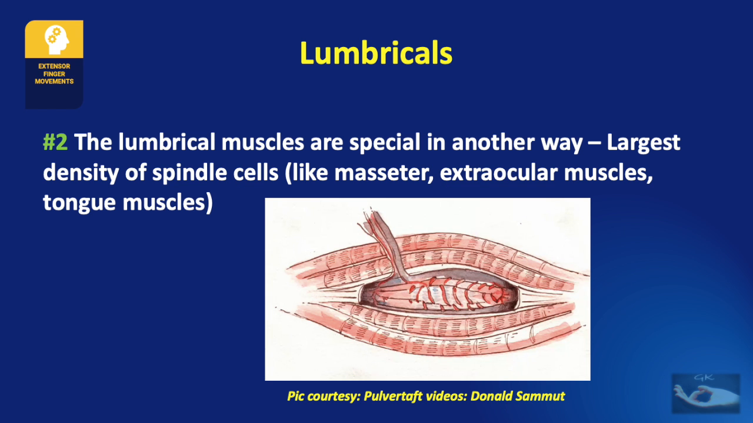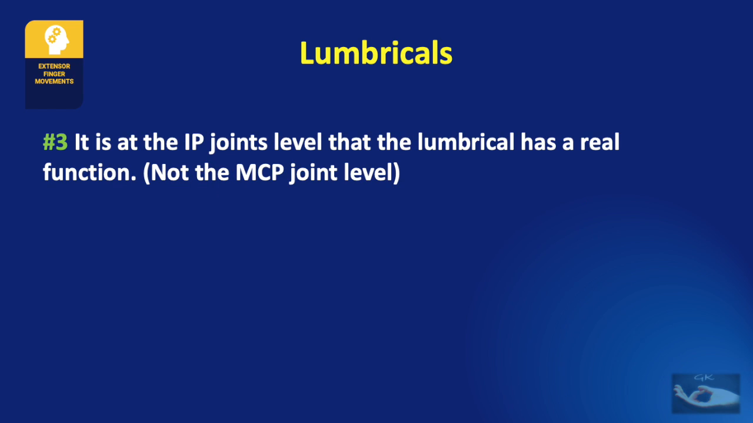The second important point is that the lumbrical muscles are special in another way. They have the largest density of spindle cells, like for instance the masseter muscle, the extraocular muscles or the tongue muscles. This makes them very sensitive to changes that are occurring at the joint level. And as far as the function of the lumbrical muscle is concerned, it is mainly at the interphalangeal joints level and not the metacarpophalangeal joint level.